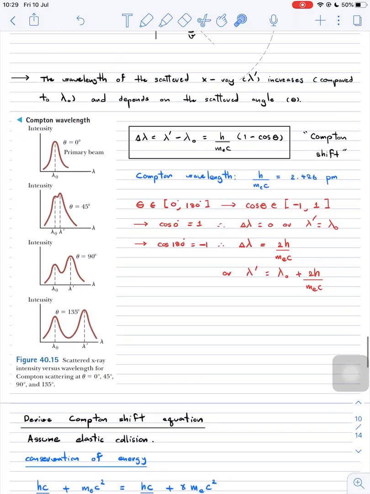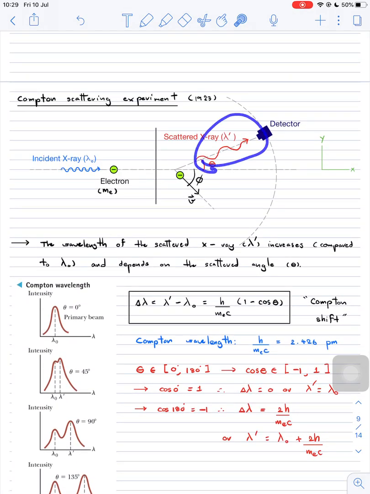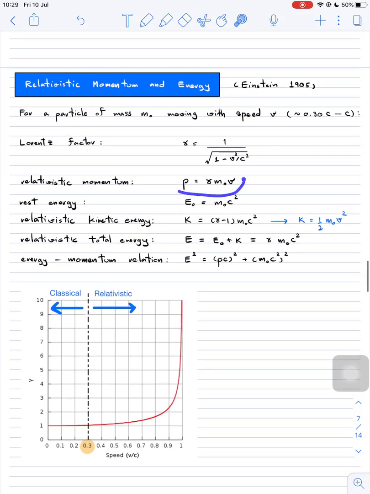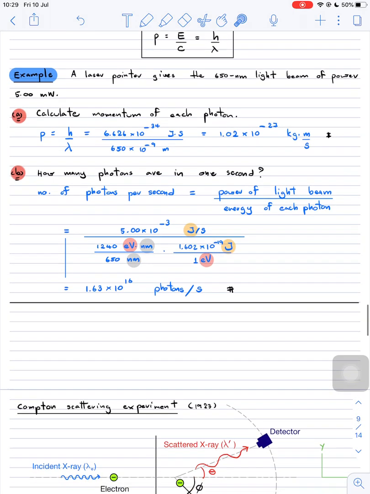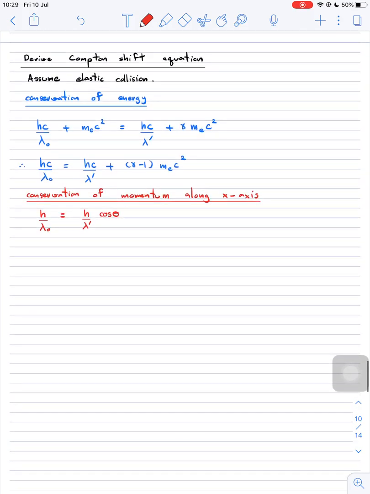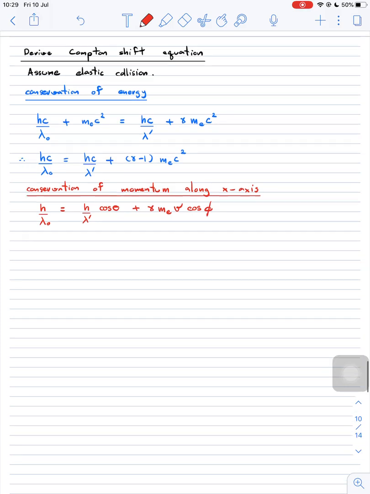So this is the momentum of the scattered X-ray, and then we need to combine the momentum of the recoiling electron as well. We need to use the equation for the relativistic momentum, gamma times m naught times v. Then we need to break this momentum using the angle phi, so it's going to be plus gamma times m_e times v, and then times the cosine phi, and that's it.